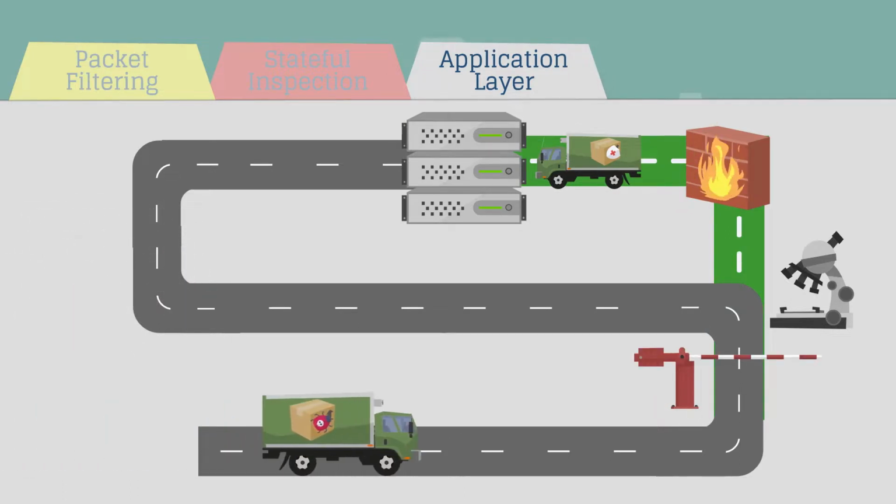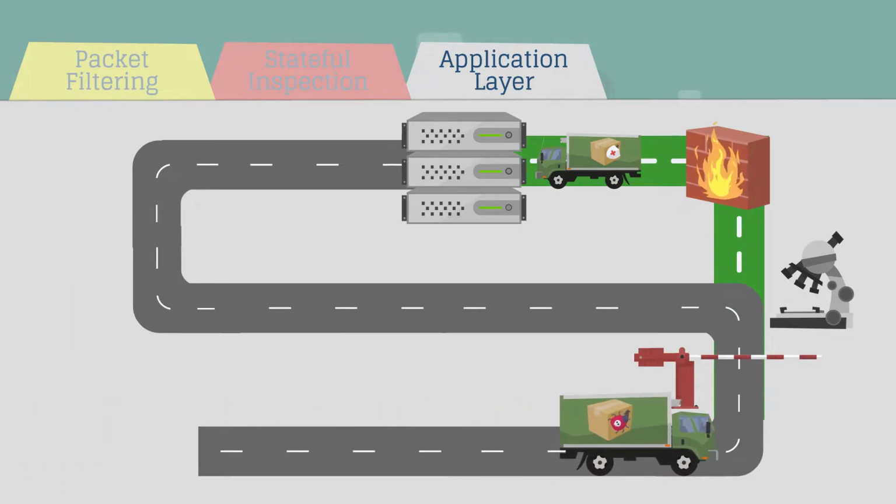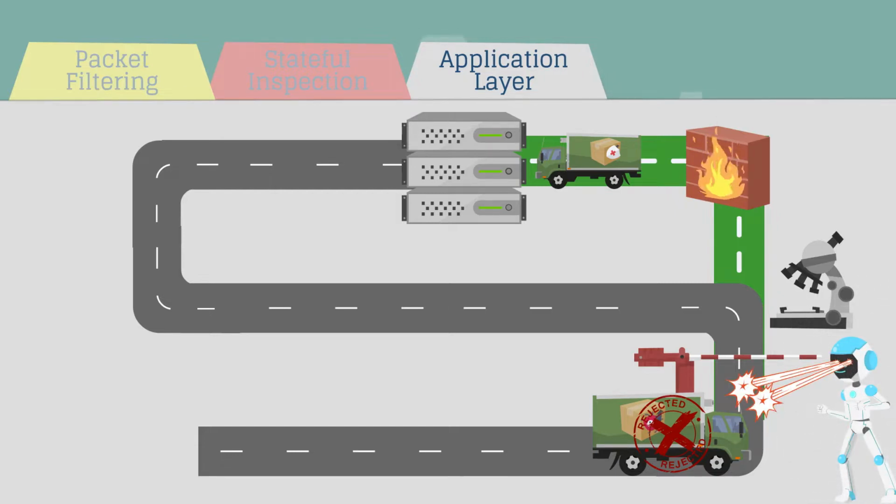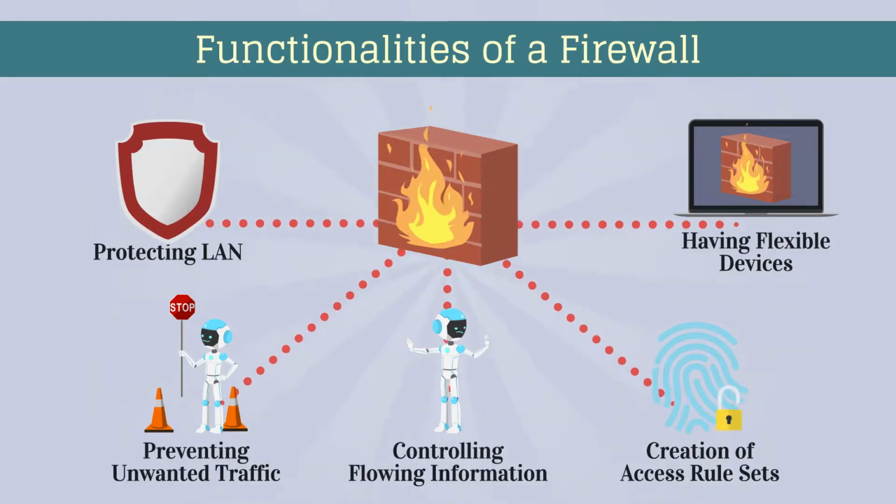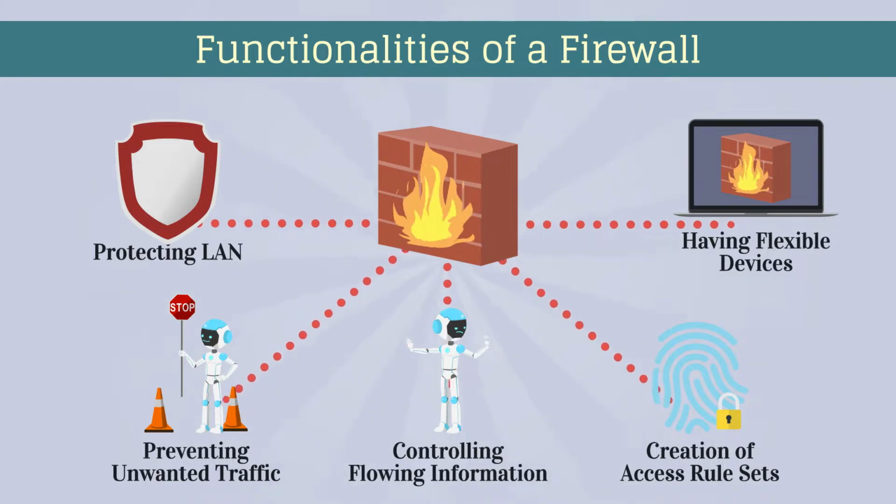Unlike packet filtering firewalls, proxy firewalls perform stateful and deep packet inspection to analyze the context and content of data packets against a set of user-defined rules. Based on the outcome, they either permit or discard a packet. To recap, these are the functionalities of a firewall.